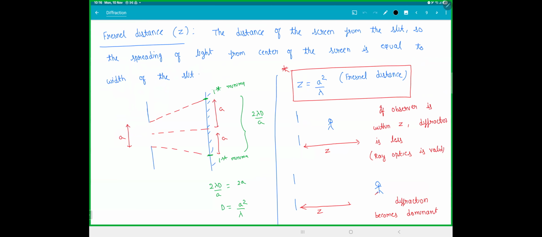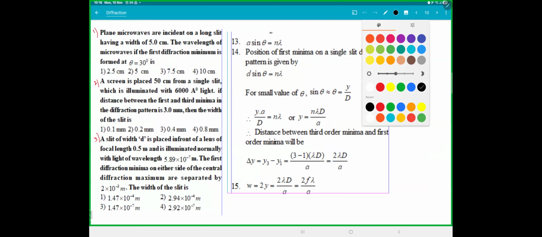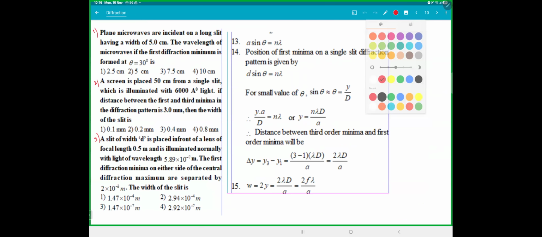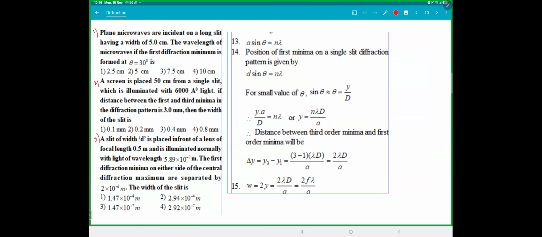Like I said, a lot of theory, na? And look at the questions. This is how they'll ask questions. Plane microwaves are incident on a long slit of width 5 centimeter. So he gave you the value of a. The wavelength of the microwaves with the first diffraction minimum at 30 degrees. So he gave theta. Sin theta is n lambda by a.